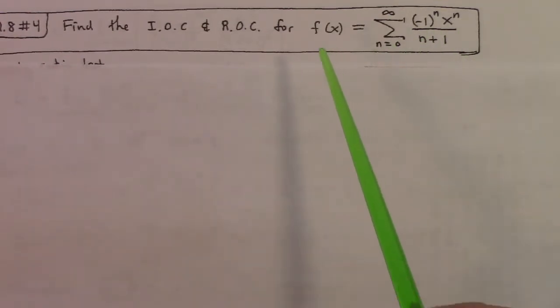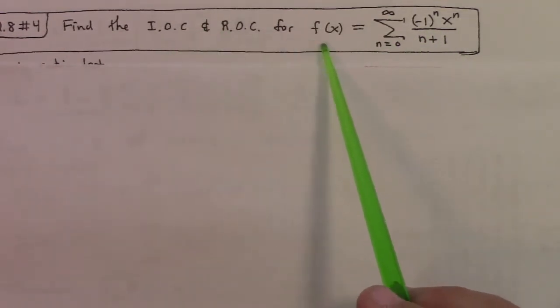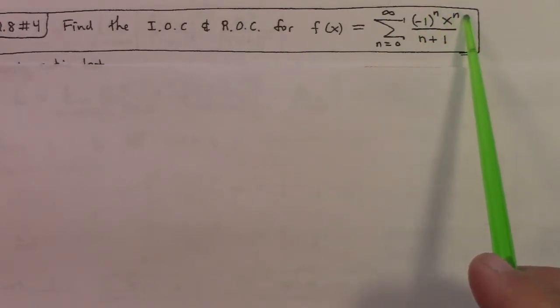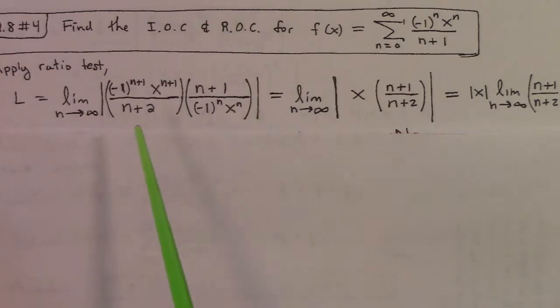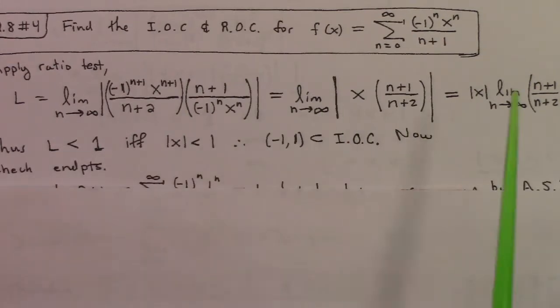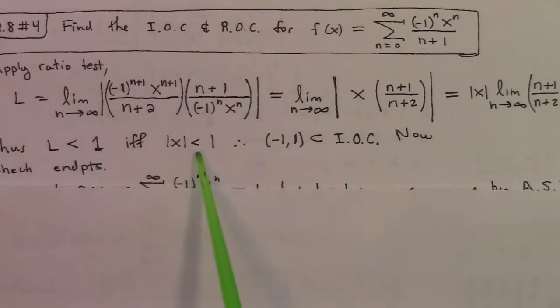So here we go. Find the interval and radius of convergence for f of x equals the sum of (-1)^n times x^n over n plus 1. So what do I do? Apply the ratio test. I work out the algebra, and I get the absolute value of x. So if that's less than 1, I get convergence by the ratio test. So -1 to 1 is a subset of the interval of convergence.